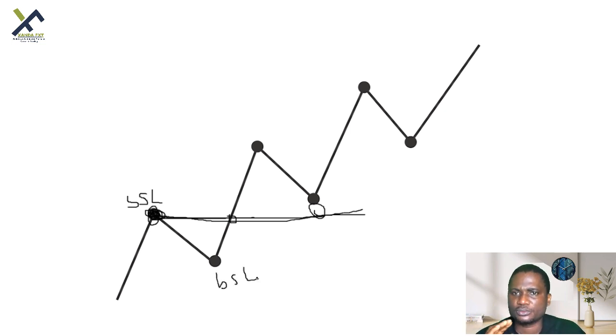Now note, if it is in an uptrend, then your target should be on the sell side liquidity for either your order block or your fair value gap. But if it is a bearish move, your target should be the buy side liquidity pool for either your order block or your fair value gap. Now let's proceed. Let's look at the chart and see how those things play out in the charts.